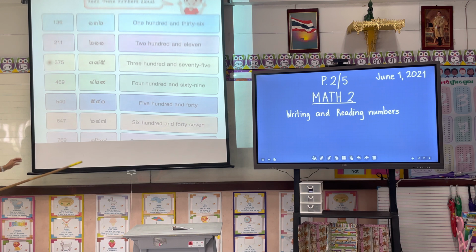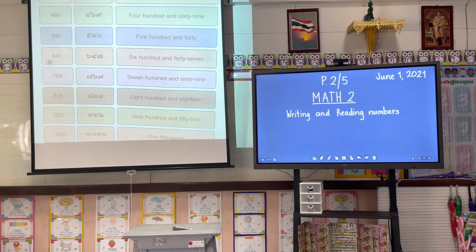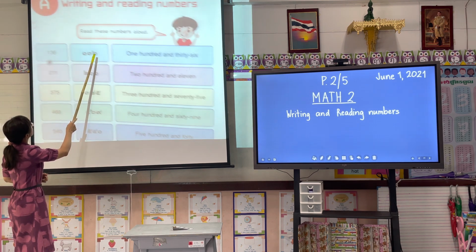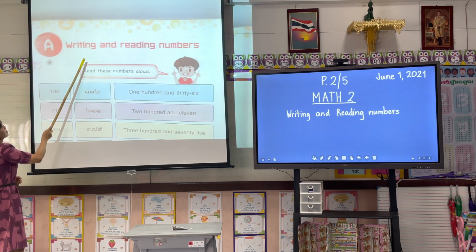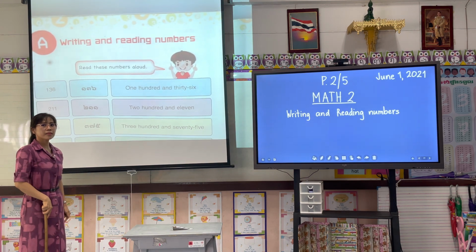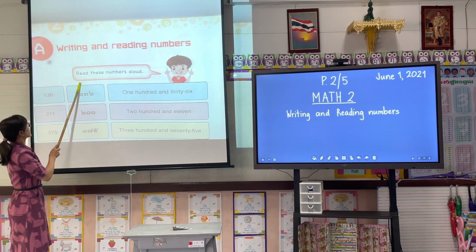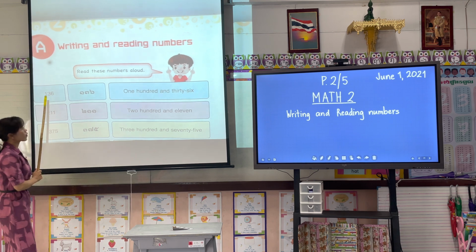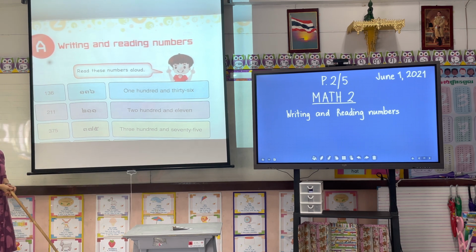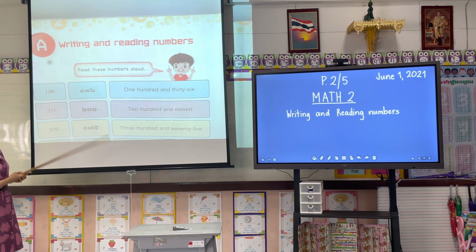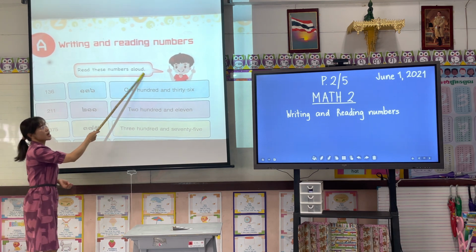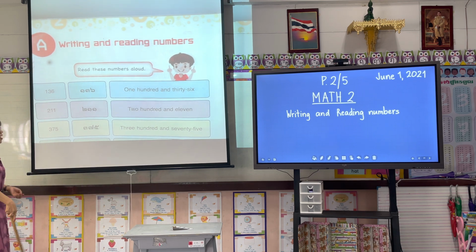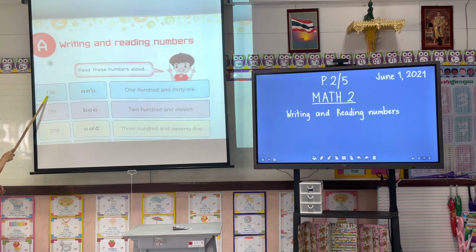Alright. So here, please open up your textbook on page 2, letter A. In letter A. Okay, right there. Let's practice. Alright, let's get back to our numbers. Let's practice reading the English words and the Hindu-Arabic. Okay, so later on we'll be using pictures. Okay, so read these numbers aloud. Please read it out loud or repeat after me.